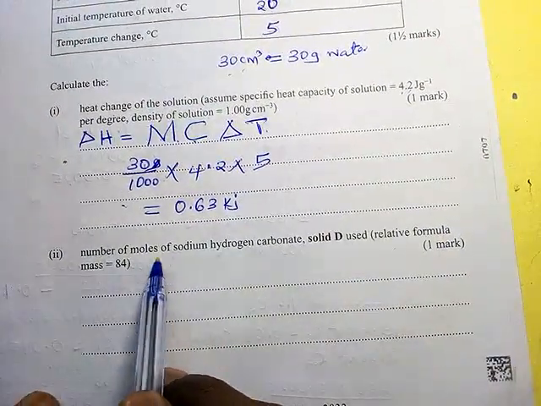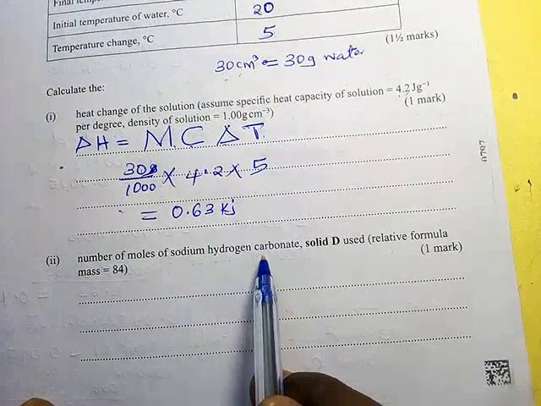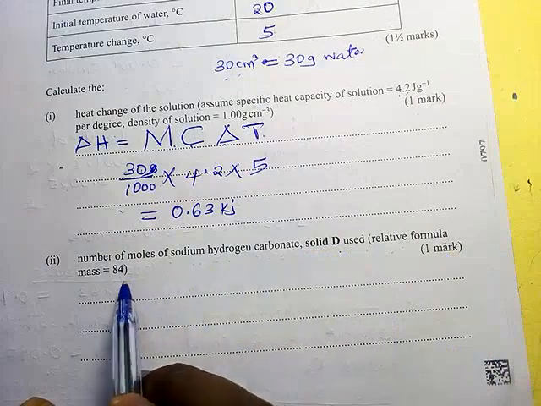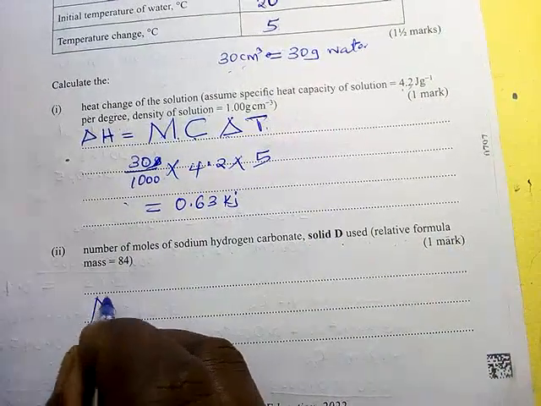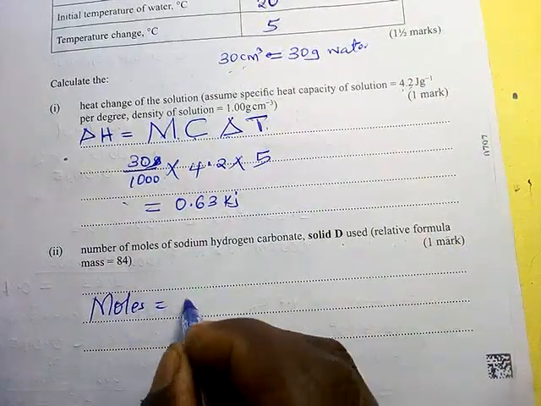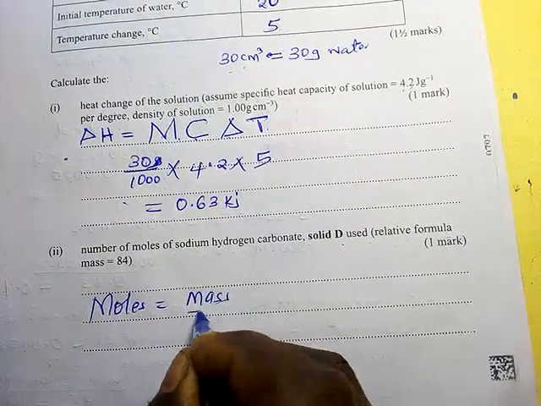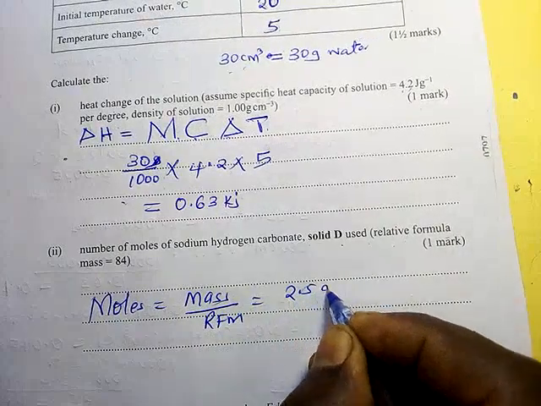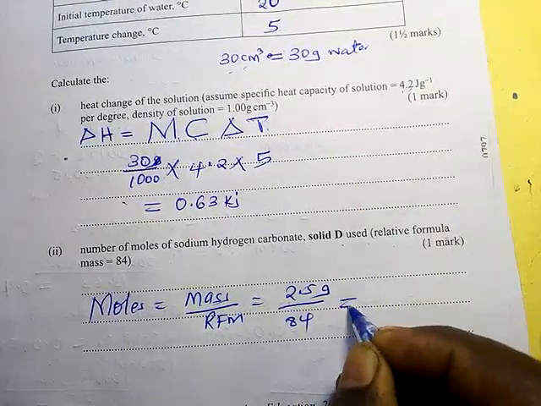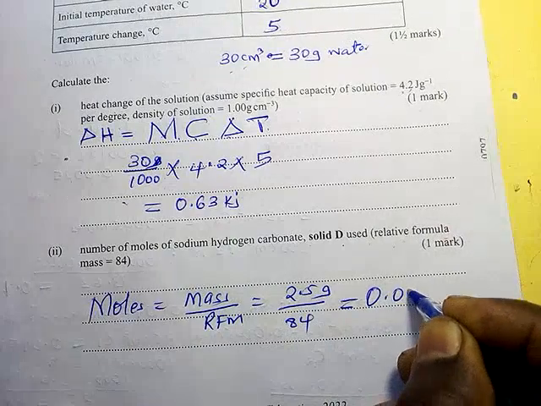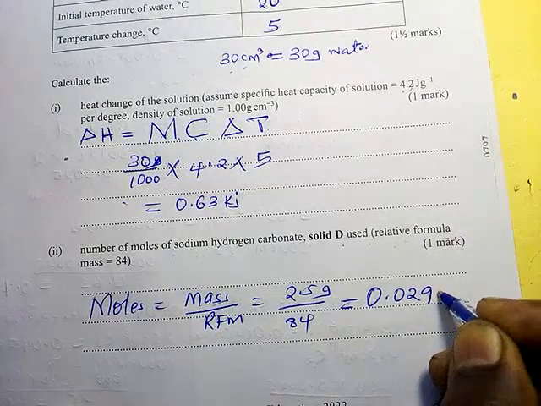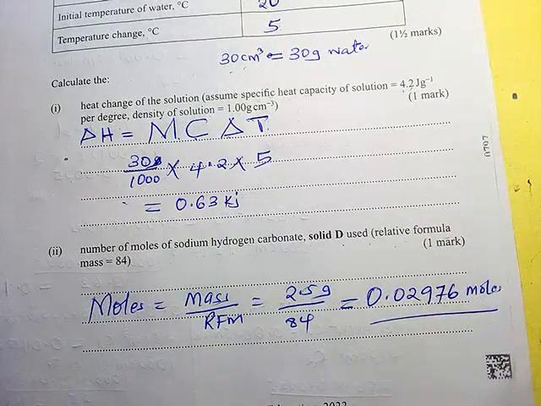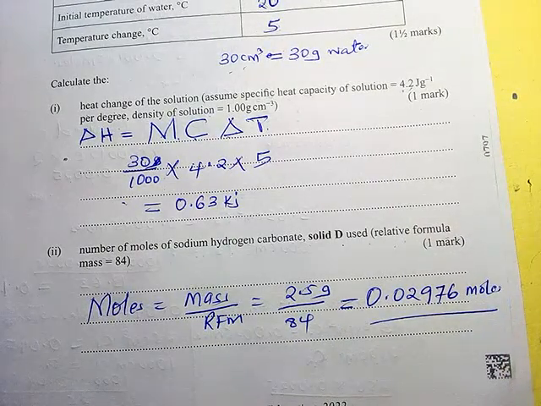Number of moles: calculate the number of moles of sodium hydrogen carbonate, solid D. Use the relative formula mass of D, which is 84. We know that moles equal mass over RFM. Our mass was 2.5 grams divided by 84. That will give you 0.02976 moles.